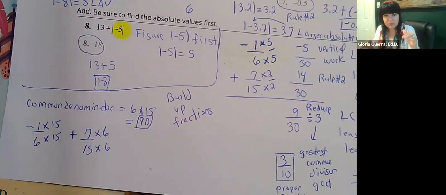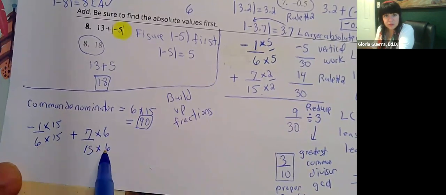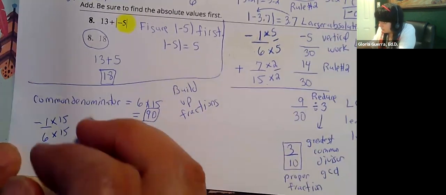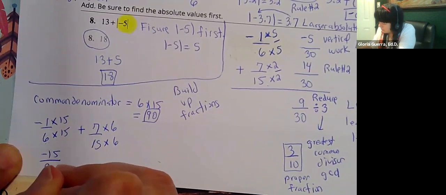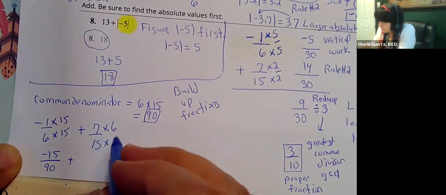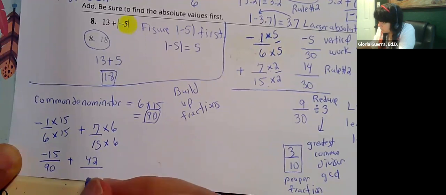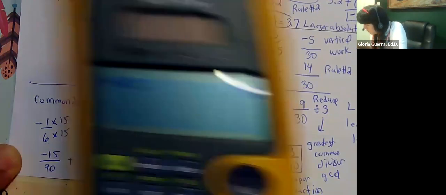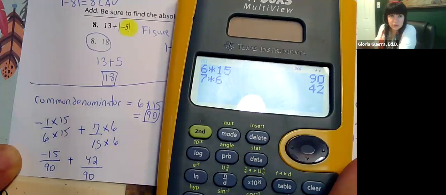Each is each other's factor, okay? So 6 times 15, 15 times 6, each other's factor. So then now -1 times 15 is -15. 6 times 15 is 90, plus 7 times 6 is 42, over 15 times 6 is 90. If you ever need to double check, 7 times 6, it's 42. Just double check that.